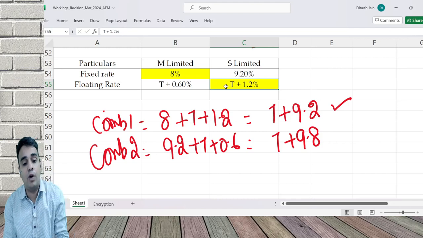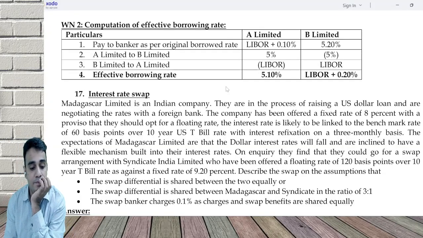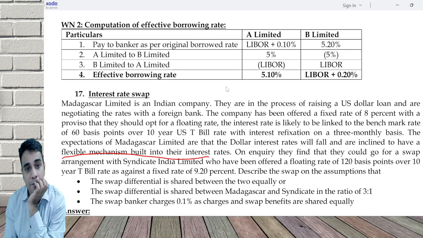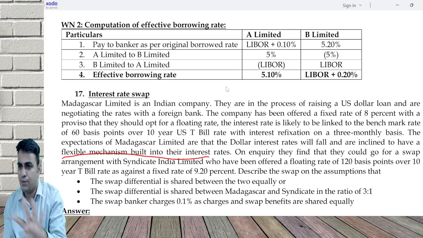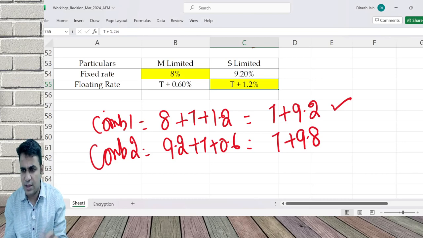What does M Limited want to borrow? Somewhere they would have mentioned in the question. M Limited wants a flexible mechanism. Anything mentioned about S Limited? No. Assumption is S would have wanted the other one, just because it's lower interest. T plus 9.2 is obviously better than T plus 9.8.